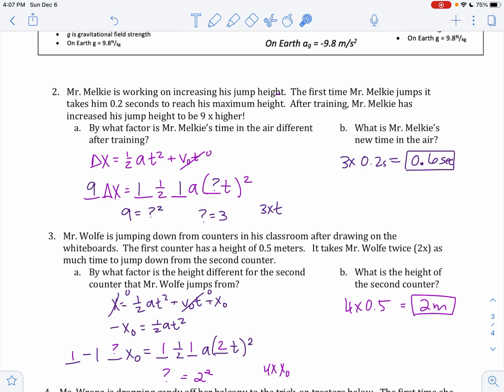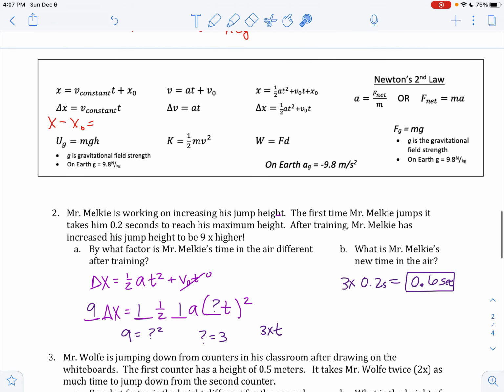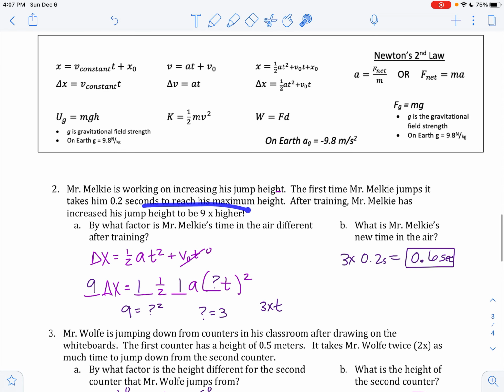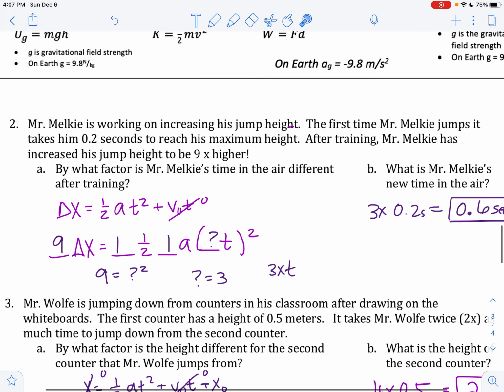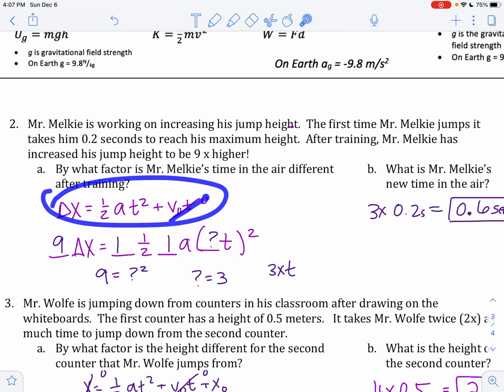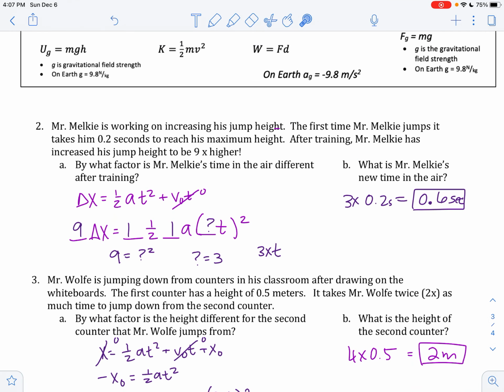So we're going to use a delta X equation. We're going to use a motion equation here because our energy equations don't have time in them. So we're looking at by what factor is the time different. And we know about the height, so we're going to use this one right here because this is an acceleration equation, because we can't use this because we're accelerating here, and it has a height in it. So we're going to start off with this equation here. We're going to show that the velocity is 0 at the top.